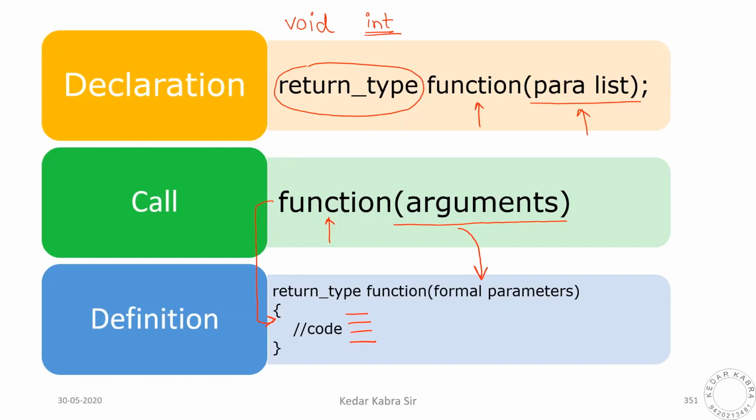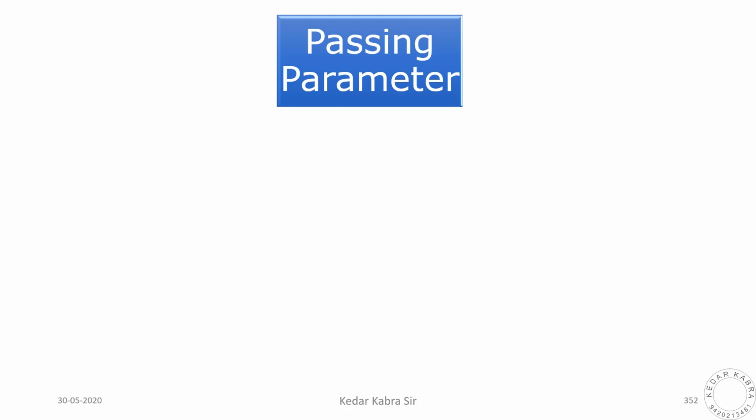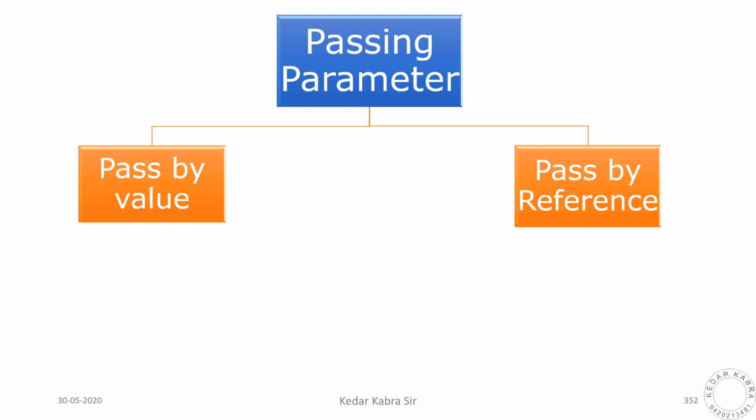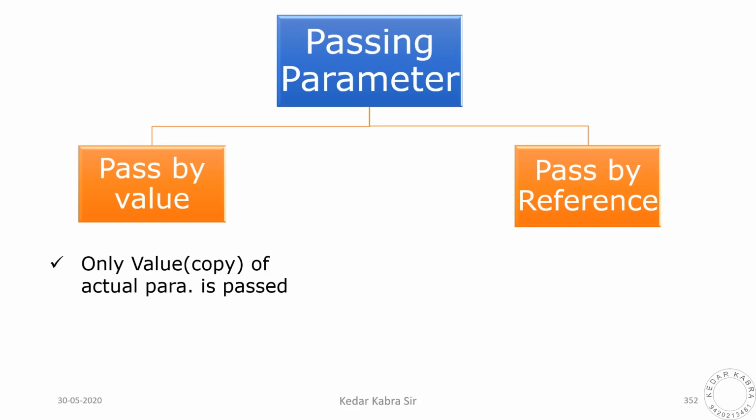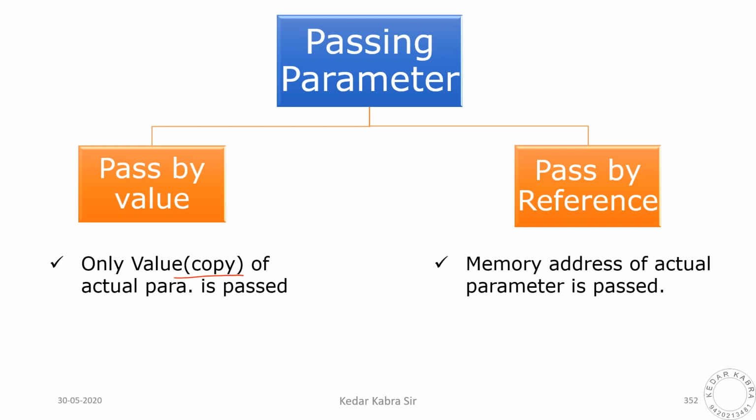The same concept is applicable to structure variables. We just need to mention types accordingly in the declaration of the function and the body of the function. We already know there are two methods for passing parameters to a function. One is pass by value and another is pass by reference. In pass by value, only a copy of the actual parameter is passed, whereas in pass by reference, the memory address of the actual parameter is passed.